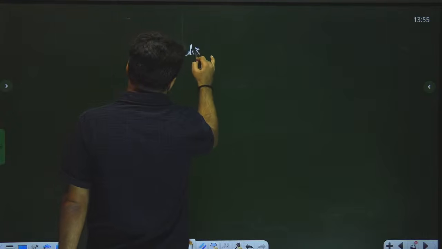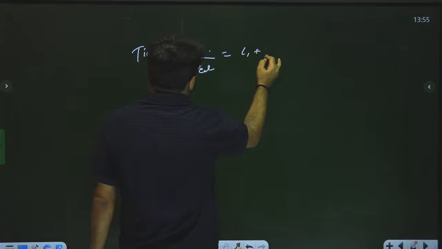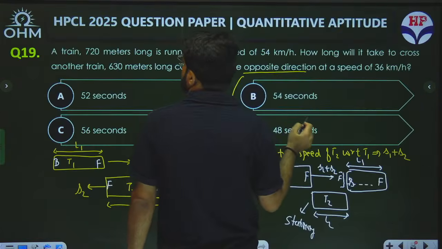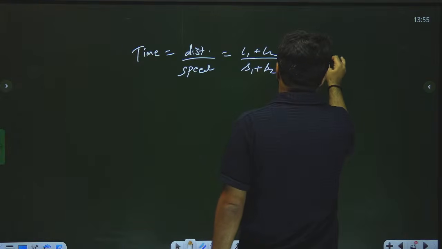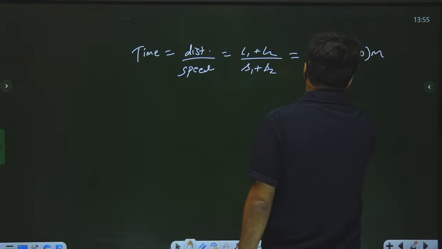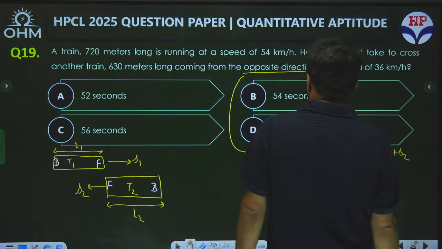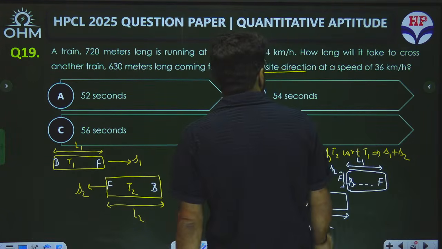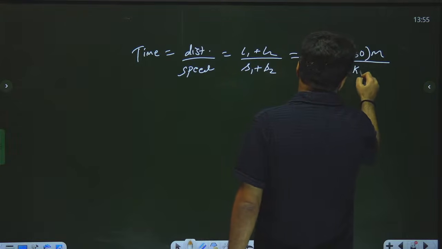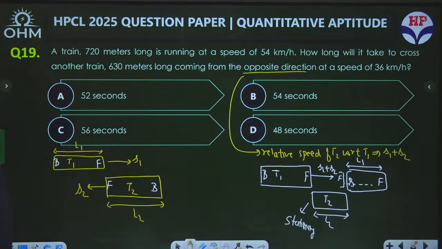Time is distance divided by speed. How much distance does it have to travel? L1 plus L2. And how much speed? S1 plus S2. The distance is 720 plus 630. One more thing you have to be careful about here: the distance is in meters, but the speed is in kilometers per hour. The first speed is 54 and the second one is 36, so 54 plus 36, in kmph. And the options are in seconds.